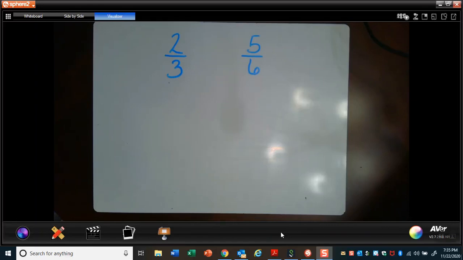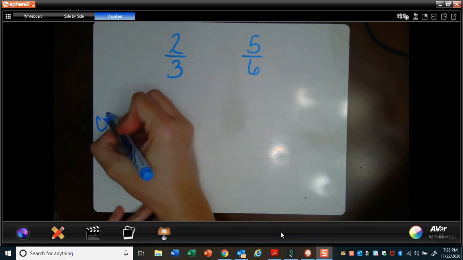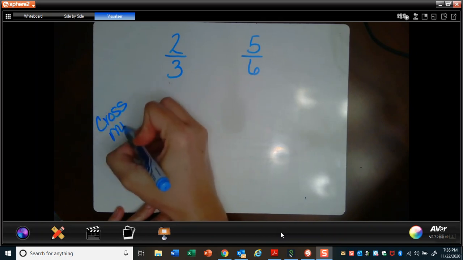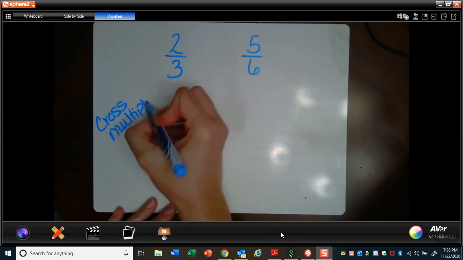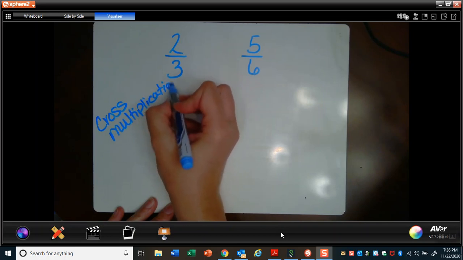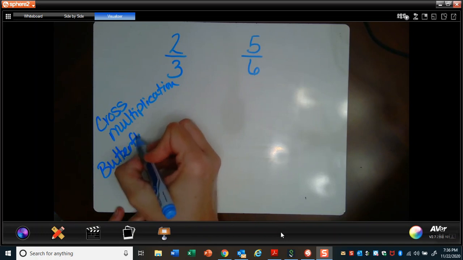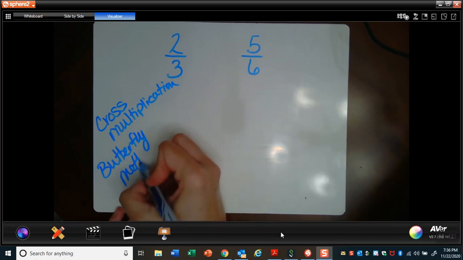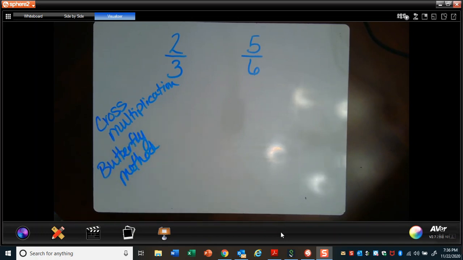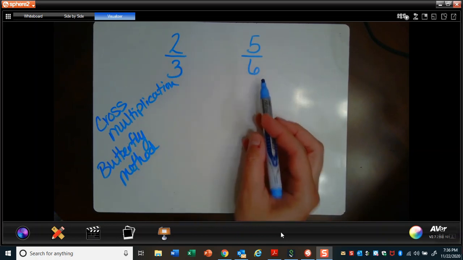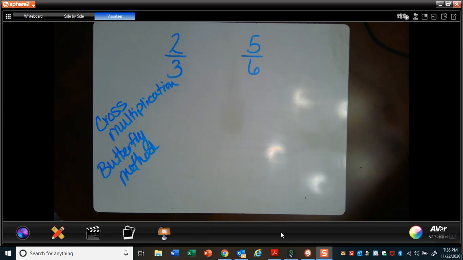The third strategy that I'm going to show you is using something called cross multiplication, or sometimes we call it the butterfly method. And this method is only to be used when comparing two fractions. You cannot use this strategy when you are ordering fractions.